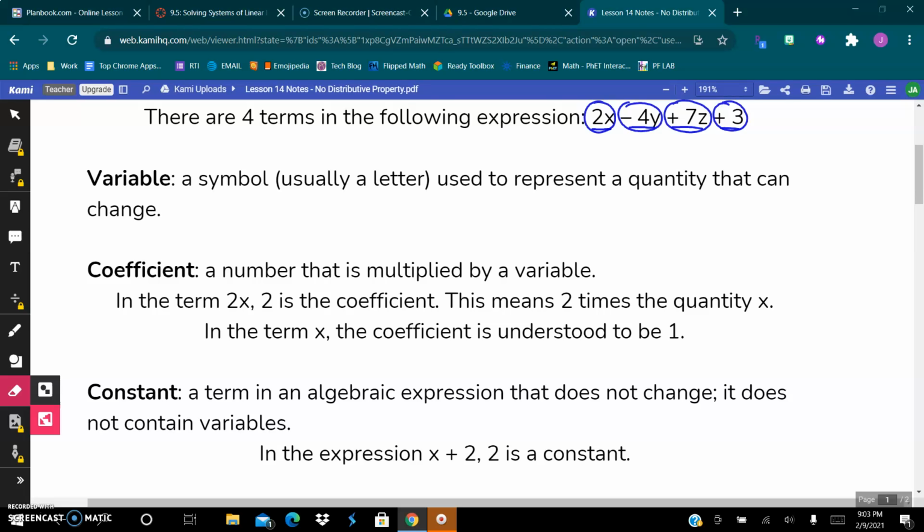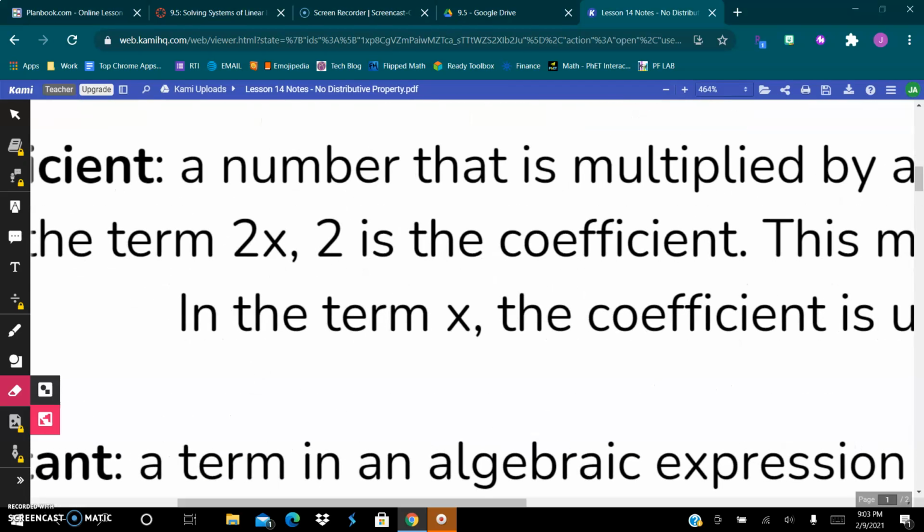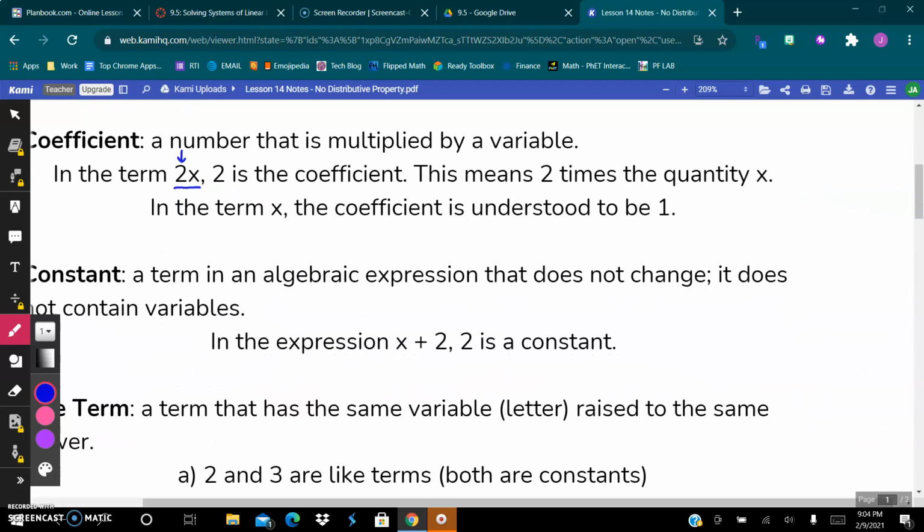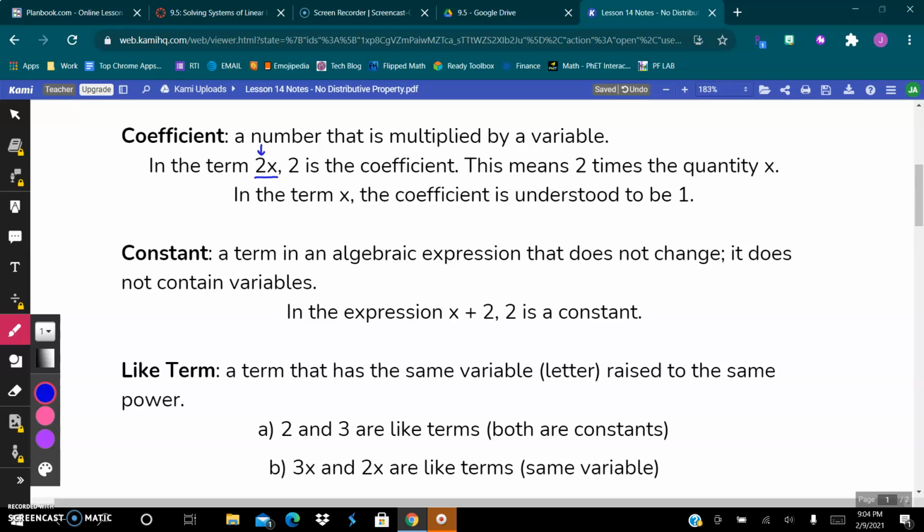Coefficient is the number that is multiplied by a variable. So in this term, 2x, so we're looking at 2x, 2 is the coefficient. It's the number being multiplied by the variable. So when you hear the word coefficient, we're just talking about the number out front that's being multiplied by that x.